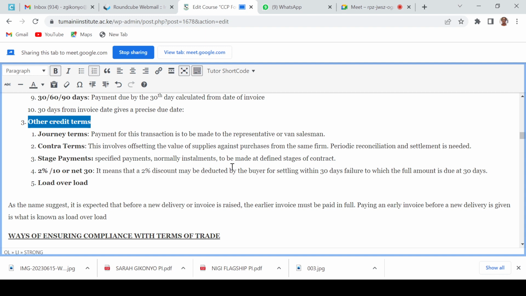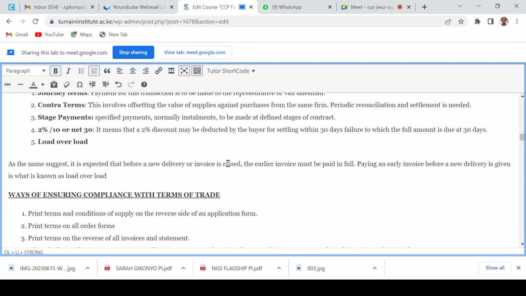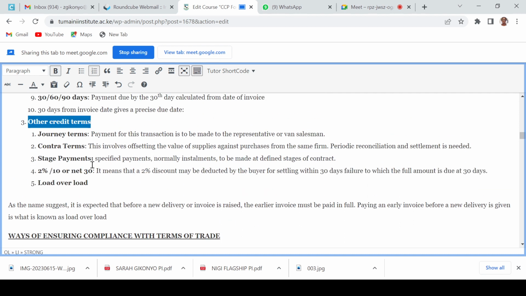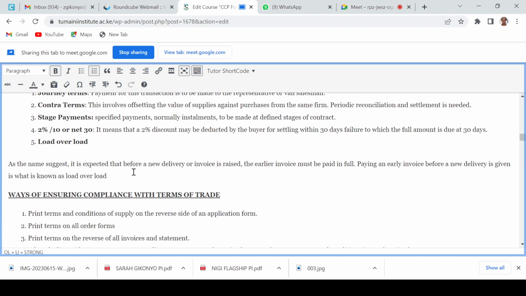Unajua kuna watu wanasemanga nikideliver part hizi unalipia hii, nikileta hizi zingine unalipia hizi, so inakuwa in stages. So specified payments, normally installments, to be made at defined stages of a contract. So that is common with contractors. So I think hii ingine 2% stroke net or net 30, hiyo wachana, ni ile nilikuwa nimesema pale, just to remind you what that meant.